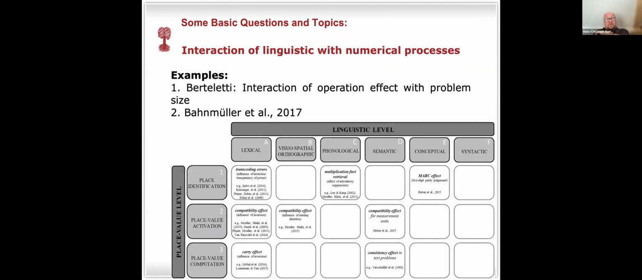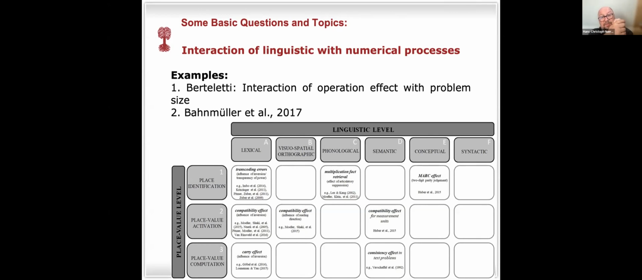And an important point is the interaction of linguistic with numerical processes. I showed you all the different verbal linguistic levels, but of course we also have many different numerical processes, many different numerical levels. So in Berteletti, you found an interaction with the operation effect. You could say this is a verbal effect, because multiplication is more verbal fact retrieval, with problem size.